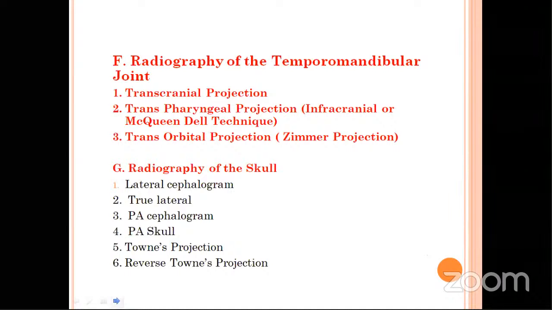And for the temporomandibular joints, please take it down. The transcranial, the transpharyngeal with the other names, the transorbital with the other names. Okay, so these are all the projection names which are given to see the temporomandibular joints in a different way. That is either the head of the condyle, the medial aspect, the poles is seen.